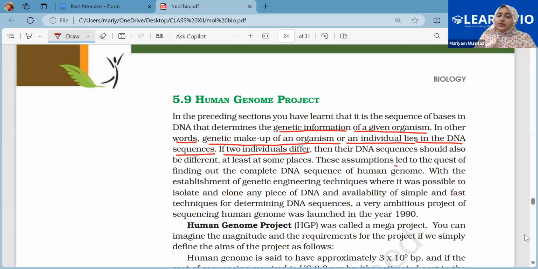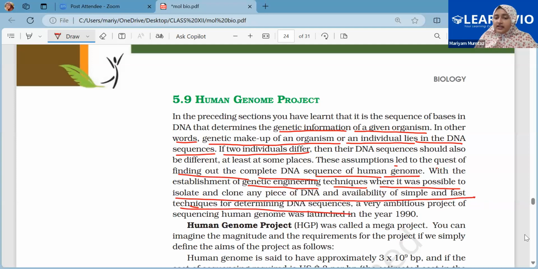These assumptions led to the quest of finding out the complete DNA sequence of human genome. With the establishment of genetic engineering techniques, where it was possible to isolate and clone any piece of DNA, and availability of simple and fast techniques for determining DNA sequence, a very ambitious project of sequencing human genome was launched in the year 1990.